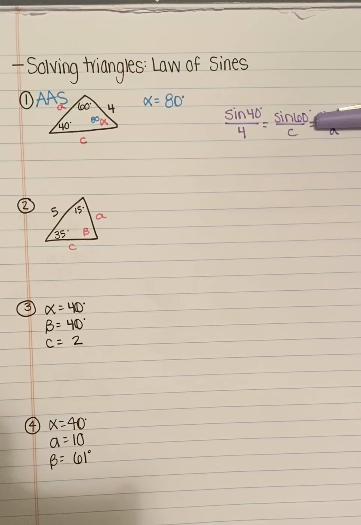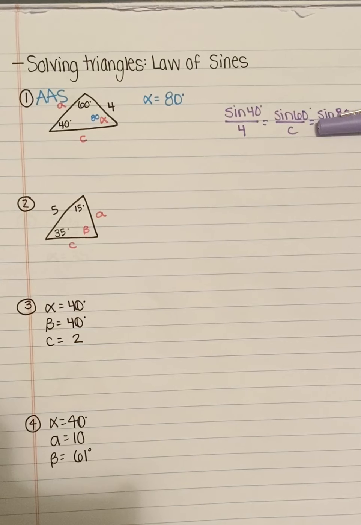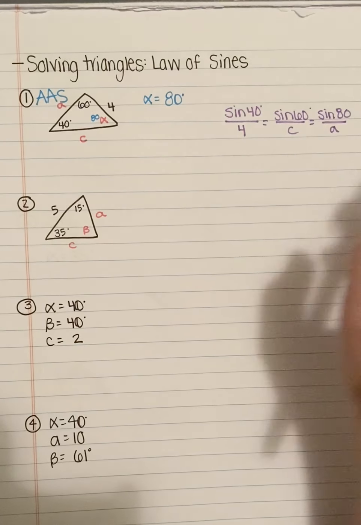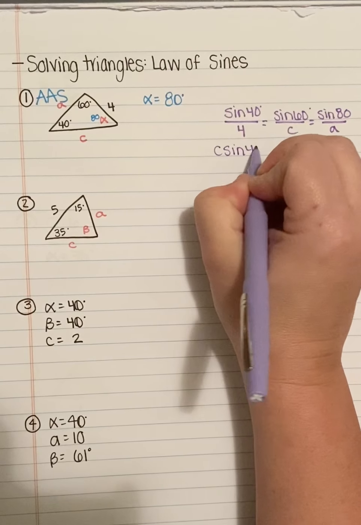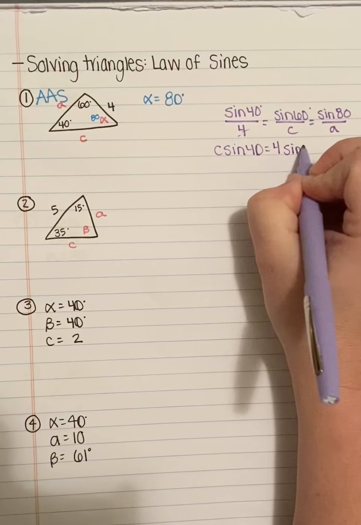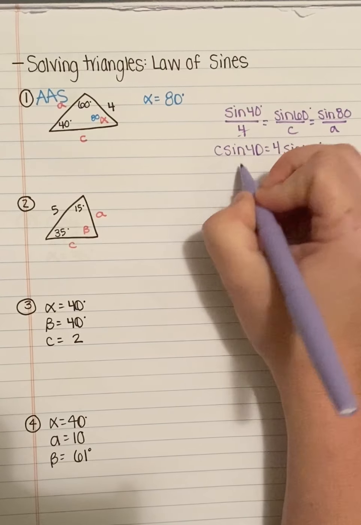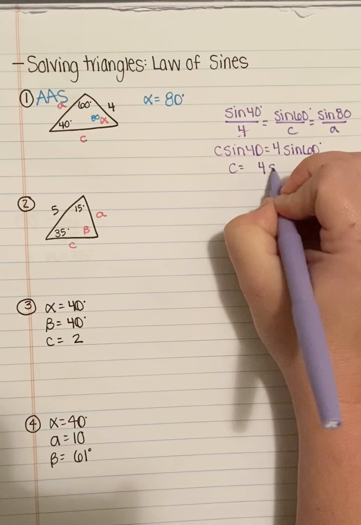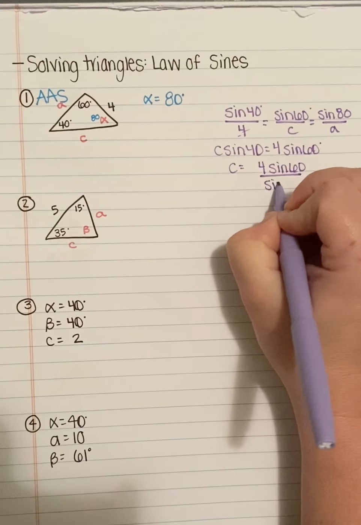For this first one, I'm going to show a lot of work. After we get past that, a lot of my work is going to be done just using my calculator. So solving this proportion, the first thing I'm going to do is cross multiply. I'm going to start with this c, so c sine 40 equals, cross multiplying the other way, 4 sine 60. Now I'm solving for c right here, so I need to divide by the sine of 40. So c equals 4 sine 60 divided by the sine of 40.